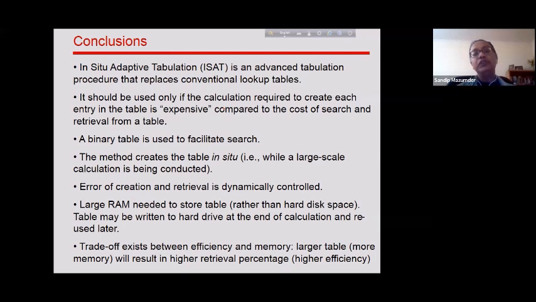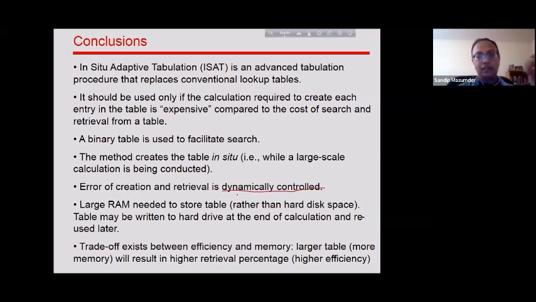It should really be used if the direct calculation is expensive, because if it is not expensive enough, then the cost of search and retrieval from the table will actually supersede the cost of the direct calculation, and then, of course, the algorithm is not going to pay off. The binary table, I mentioned already, facilitates search. The method creates the table in situ. We talked about this. Error of creation and retrieval can be dynamically controlled. This is a big advantage.